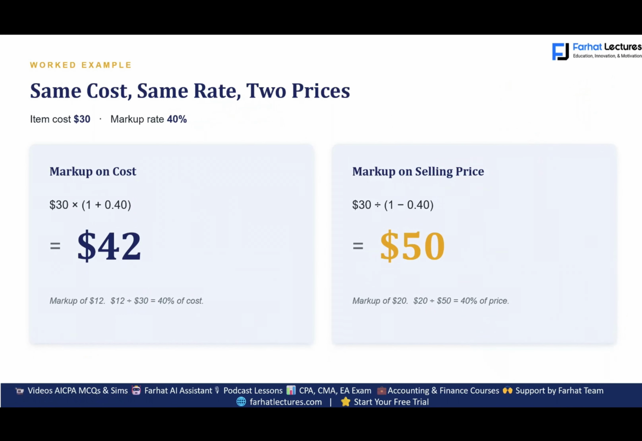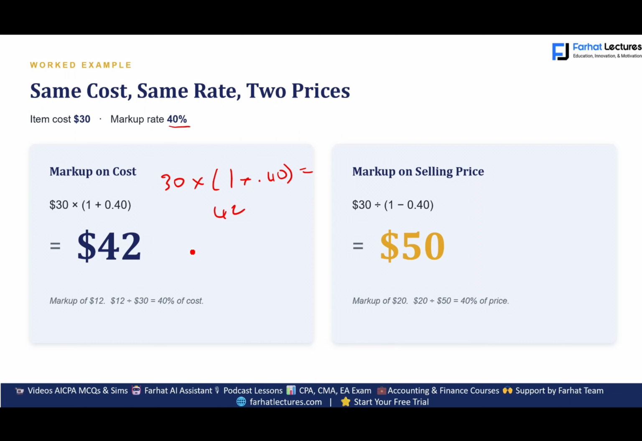So let's take a look at how this works in the real world. Let's assume you're selling sunglasses through a markup on cost. $30 is the cost, not the price, for those sunglasses. You purchase them from the supplier for $30. That's your cost. Let's assume your markup is 40%. So if your markup on cost is 40%, you will take $30 times 1 plus 0.4, equal to $42.